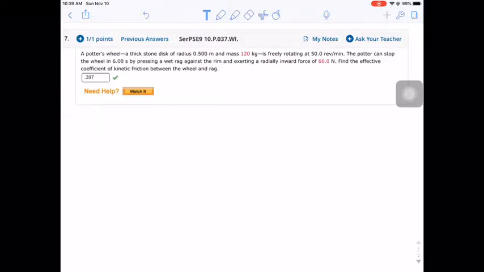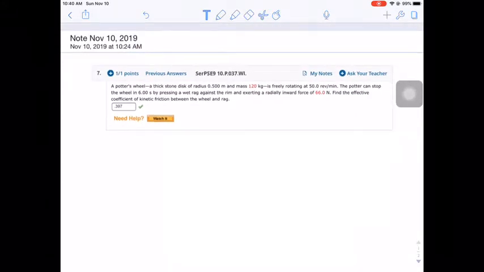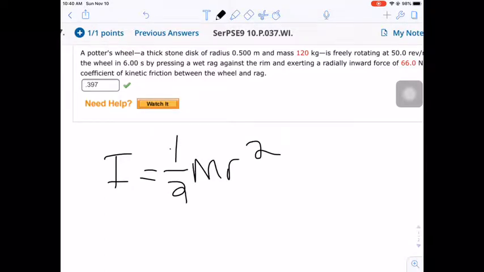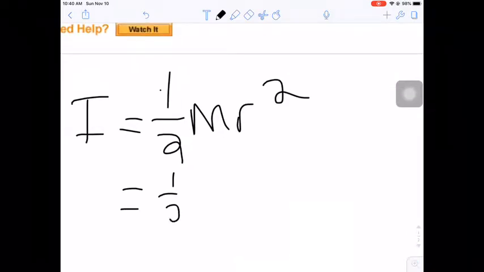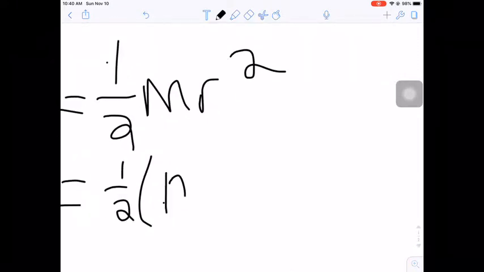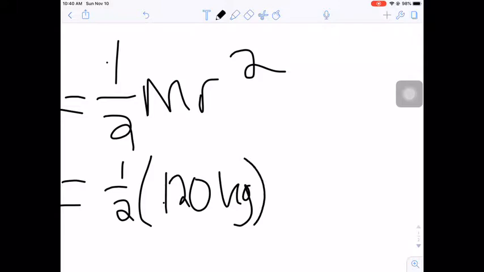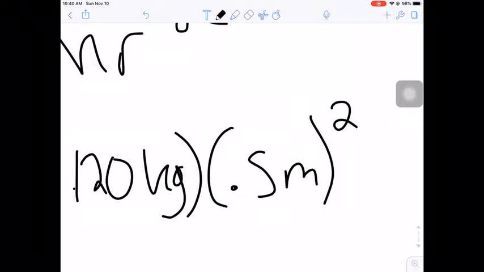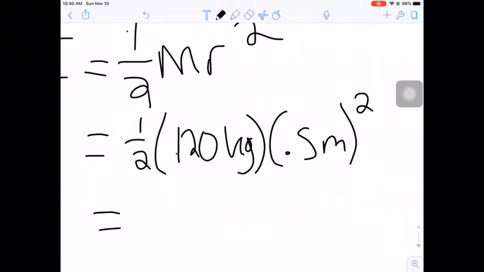So first, we should start by finding the moment of inertia. Since it's a stone disc, its moment of inertia should equal 1/2 m r squared, and they give us m and r, so we can just plug in what they give us. M is 120 kilograms, and r is 0.5 meters, and that'll be squared. And this comes out to be 15.